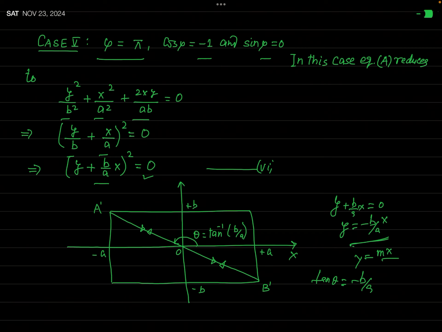Again in this case you can see that the particle will move from O to A dash and then A dash to O, and after that O to B dash and B dash to O in a complete cycle. So actually this straight line A dash O B dash will be traced out by the particle, and so the Lissajous figure in this case will be a straight line. But here this straight line lies in the second and fourth quadrant. Okay.